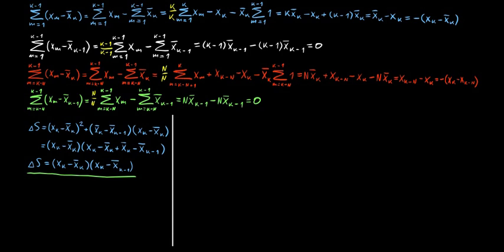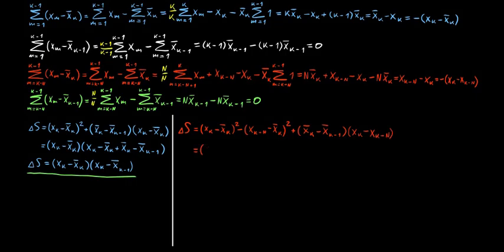Now let's look at the case where the window is full. In that case, delta S becomes the square difference between the current measurement and the current average minus the square difference between the oldest measurement and the current average plus the difference between the current and previous average multiplied by the difference between the current measurement and the oldest measurement.